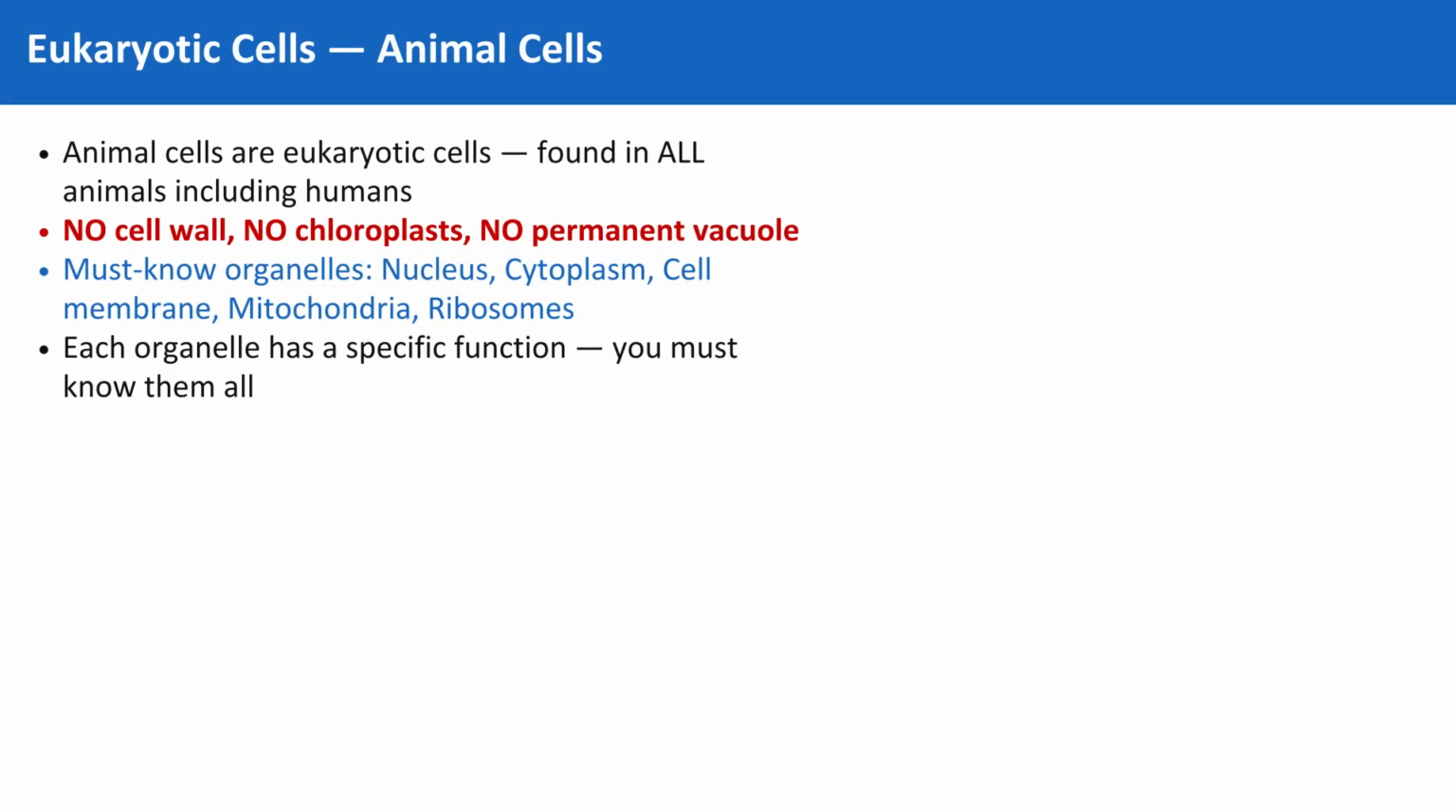Now let's look at the animal cells. Animal cells are eukaryotic, they have a nucleus.